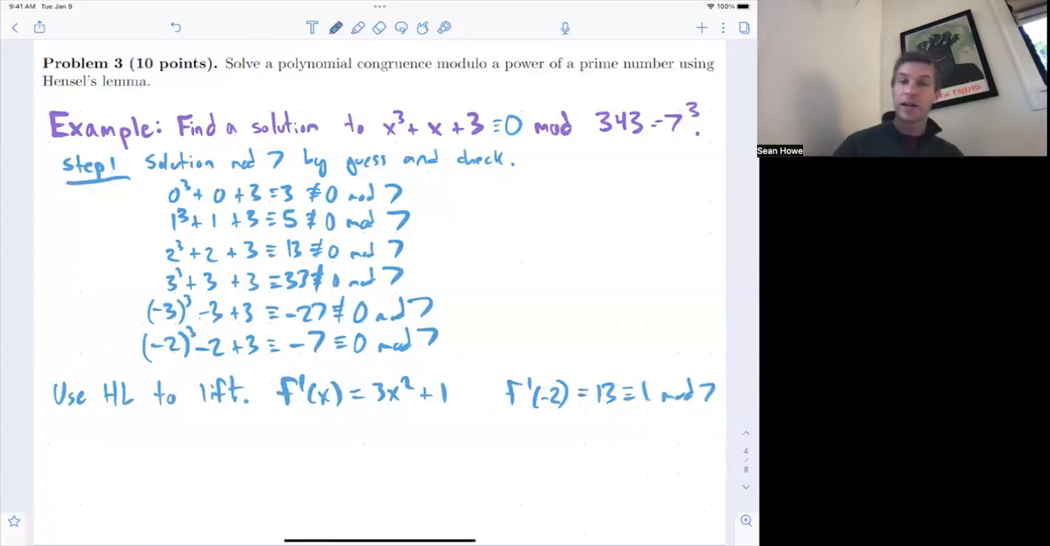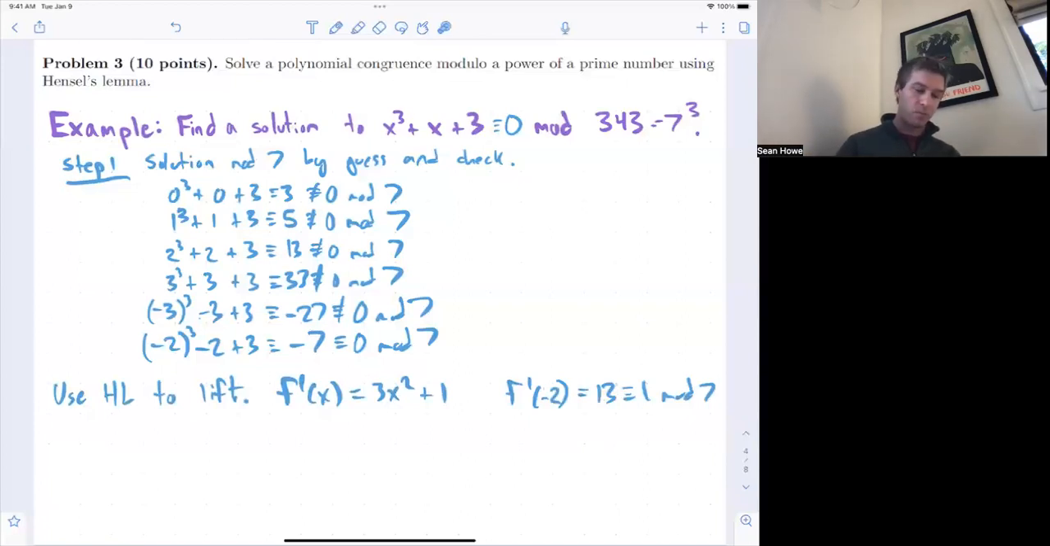Okay. So again, this is maybe a helpful thing to point out for using Hensel's lemma in general. You're free to use the least absolute solution instead of the least positive solution. And sometimes that will end up giving you smaller numbers to work with.